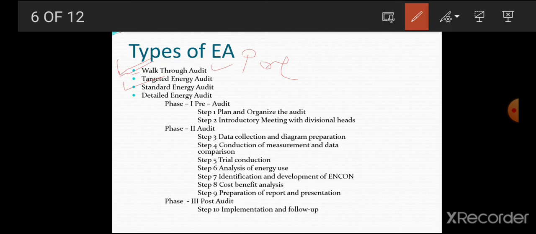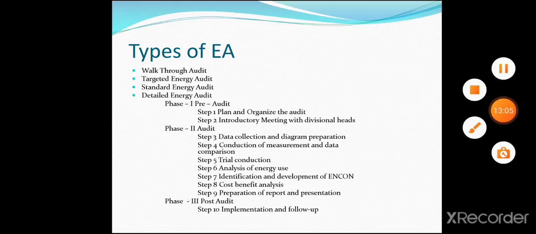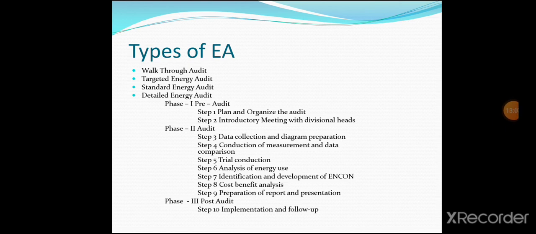This is the standard audit. Then the next audit is the main audit, that is the detailed energy audit. So what is a detailed energy audit? It comes under three phases: pre-audit, audit phase, and post-audit. And these three phases consist of a total of 10 steps. We'll go through these 10 steps of the detailed energy audit one by one in the next lecture. So thank you very much. We'll see this detailed energy audit in the next lecture.